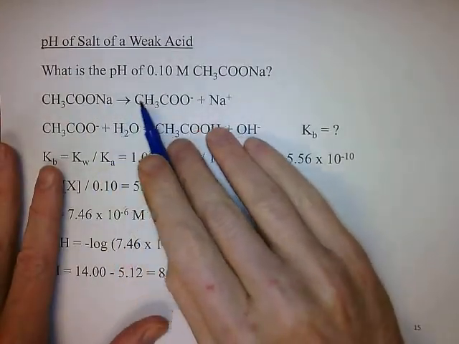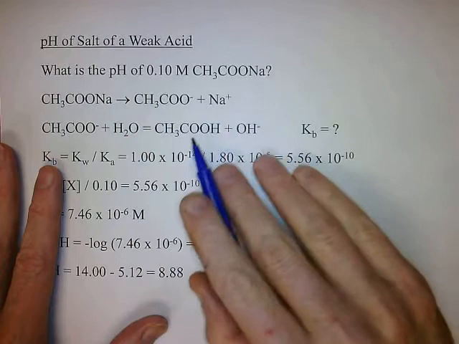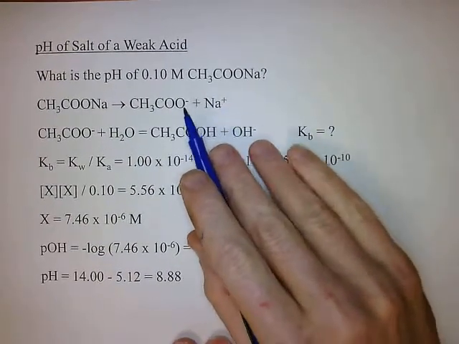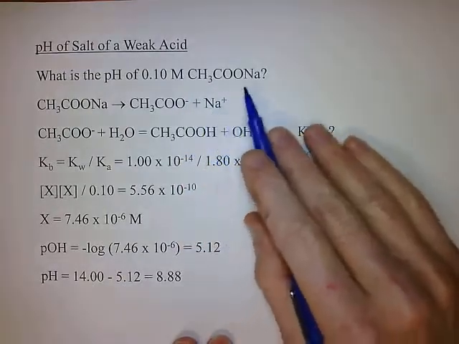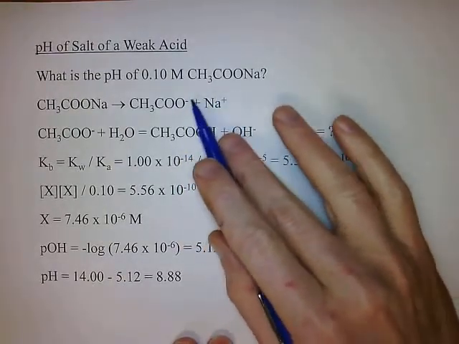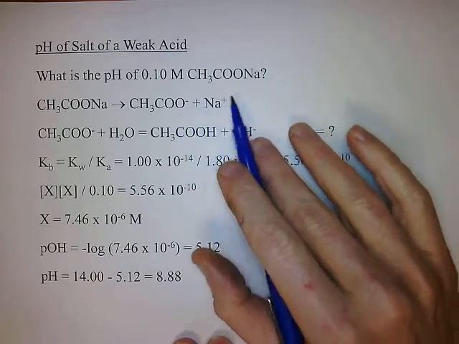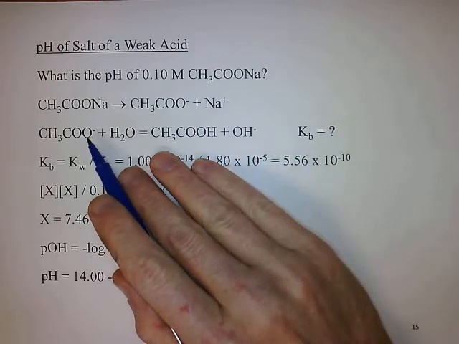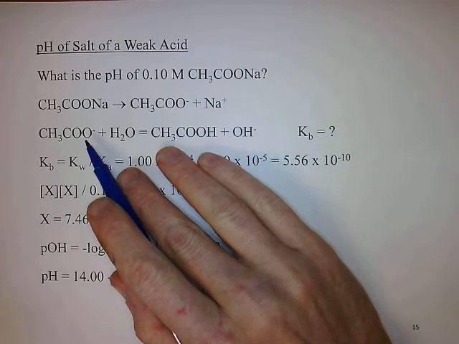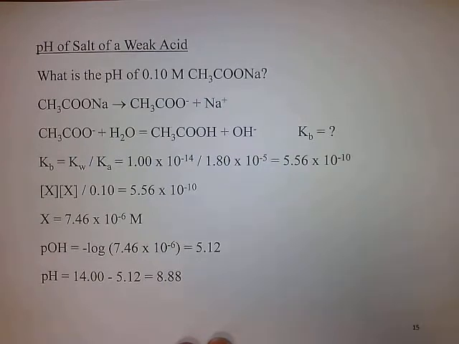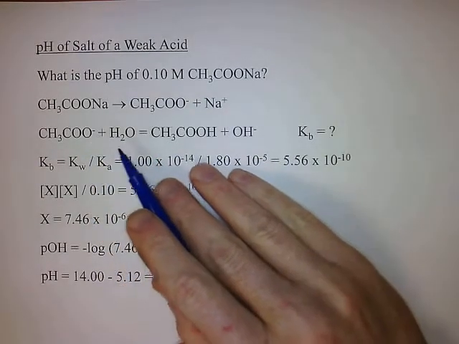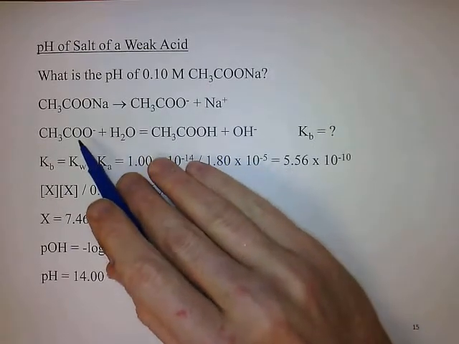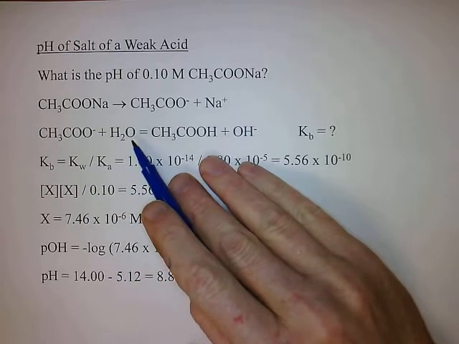So when sodium acetate dissociates, it gives you sodium ion plus acetate. Sodium ion really doesn't do much of anything. Like I say, it's just a counter ion for the acetate. The acetate is where the acid-base chemistry takes place. All right, so acetate is the conjugate base of acetic acid.